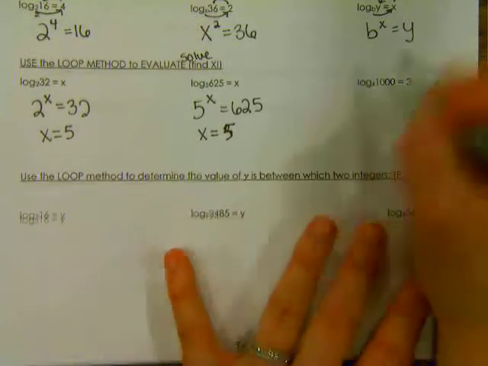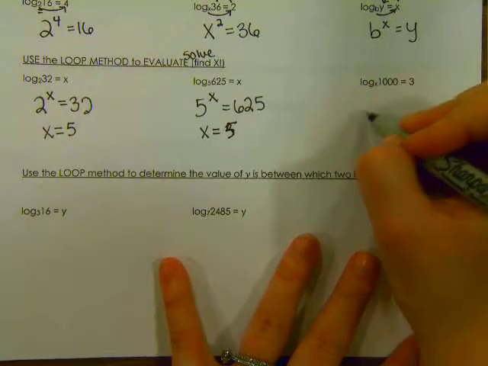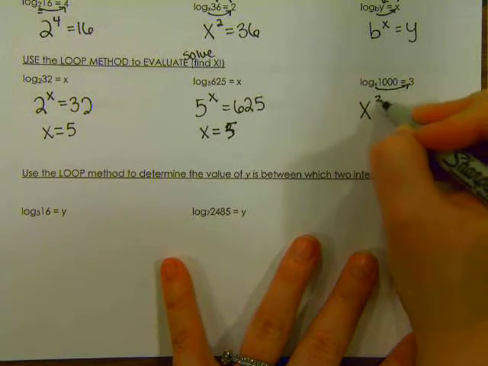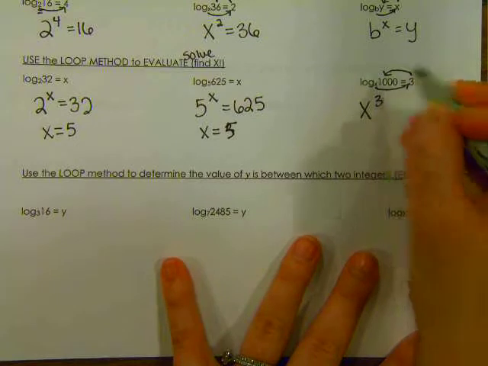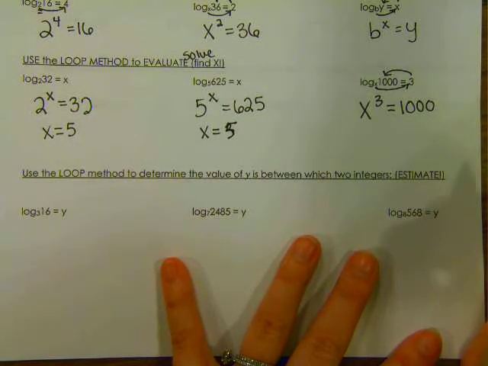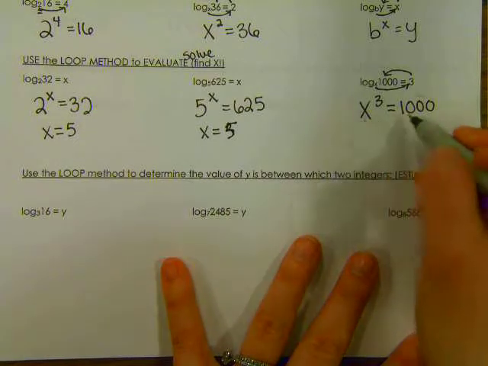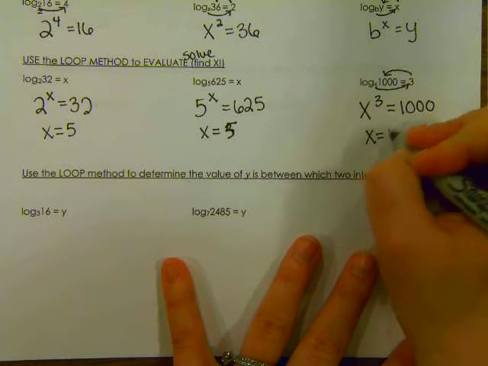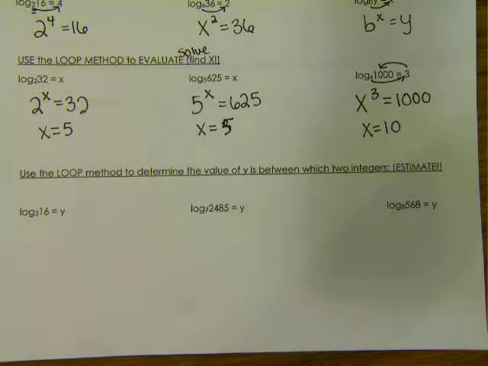Same concept for here, except I switch it, now the base is x. So x to the third power equals 1,000. Well, if you look on your charts, the answer is going to have to be 10. 10 to the third power equals 1,000.